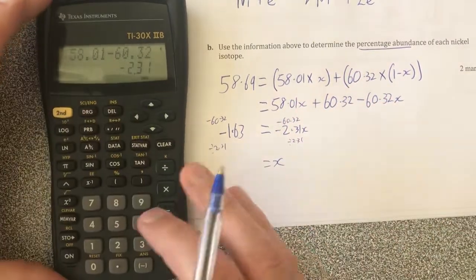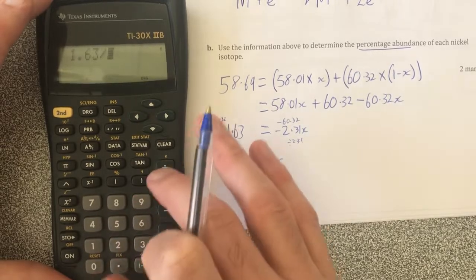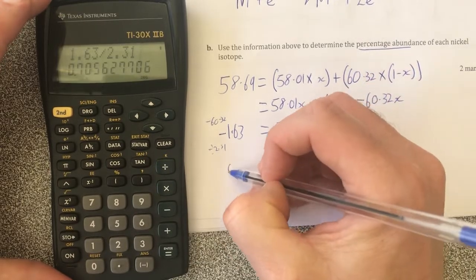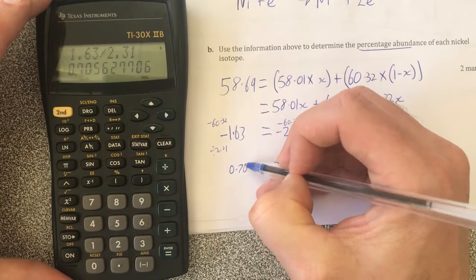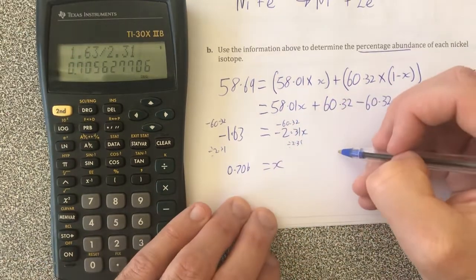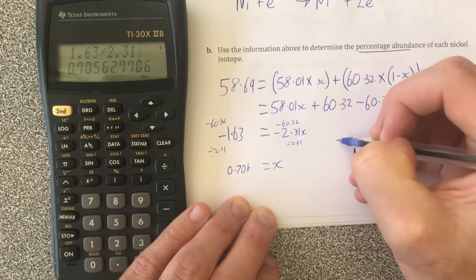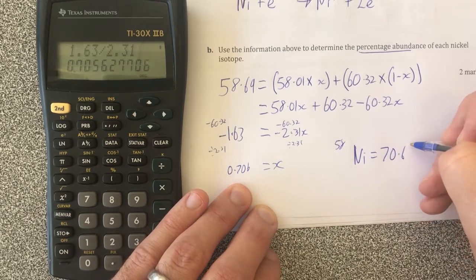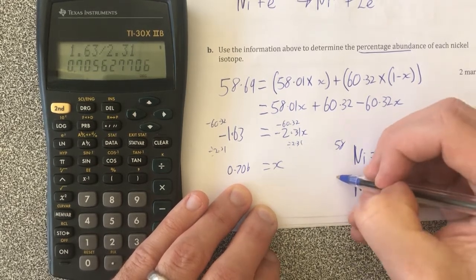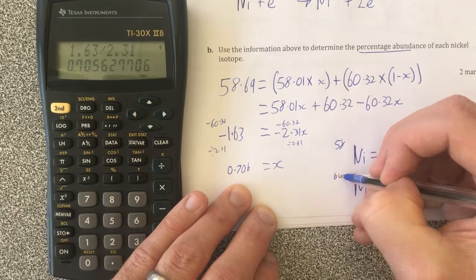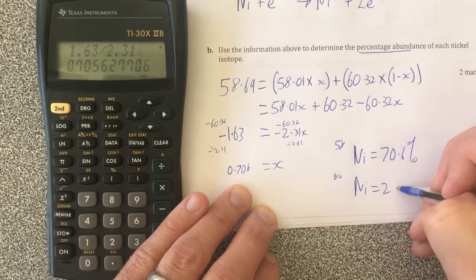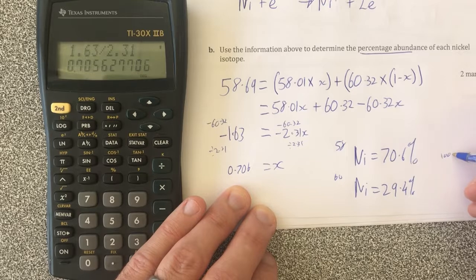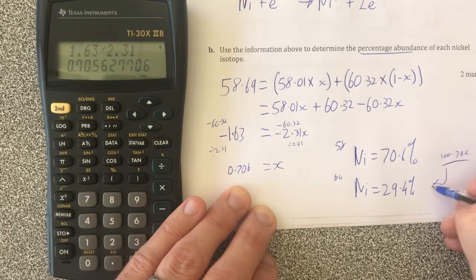So therefore, x is going to be 1.63 divided by 2.31 equals 0.706. So therefore, my nickel 58, which is what I let x be, is going to equal 70.6%. And my nickel 60 is going to be equal to 29.4%, because it's going to be 100 take away that one. So 100 take away 70.6 equals this number.